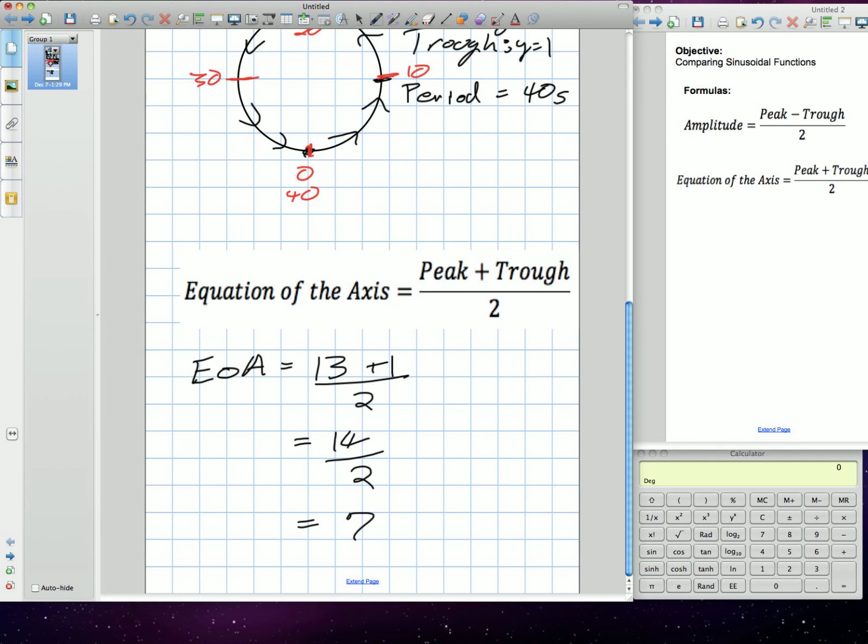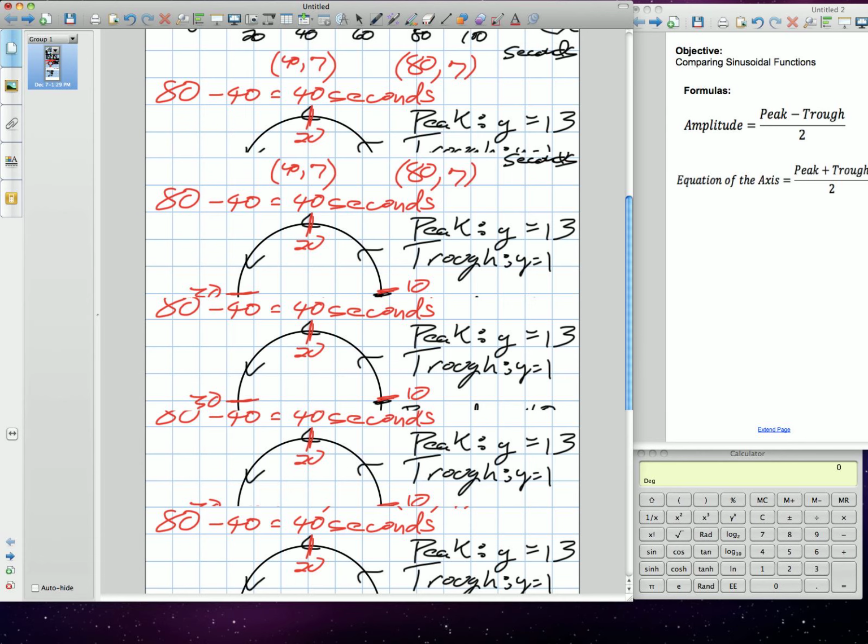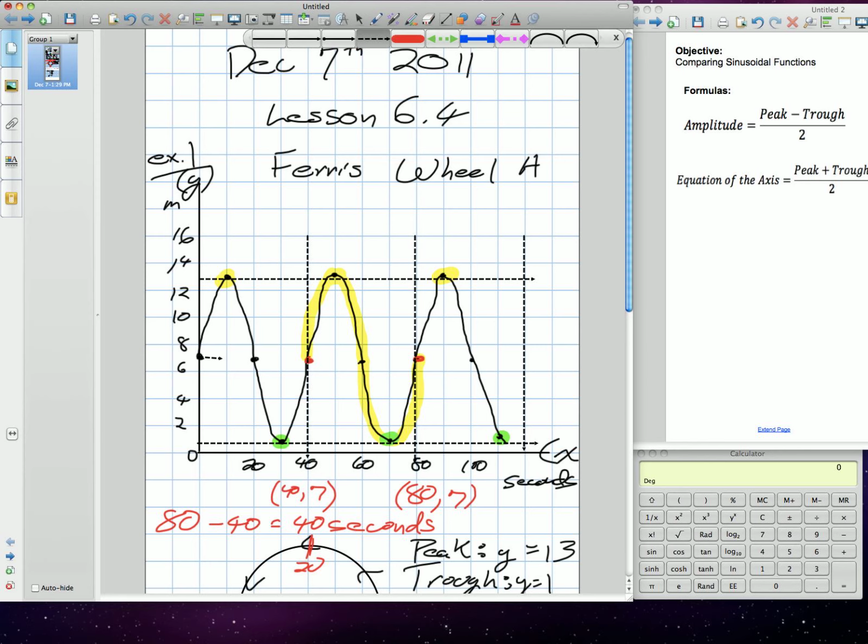Our peak was at 13. Our trough was at 1. So we add the two together and divide by 2. We end up with 14 divided by 2. The equation of the axis passes through what? 7. So the actual equation would be y equals 7, just like we did equations for our peaks and our troughs. The equation of the axis is at 7, which makes perfect sense because that would be the exact middle of the Ferris wheel. Okay?